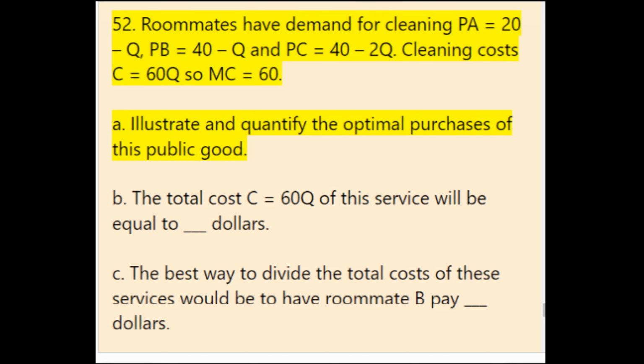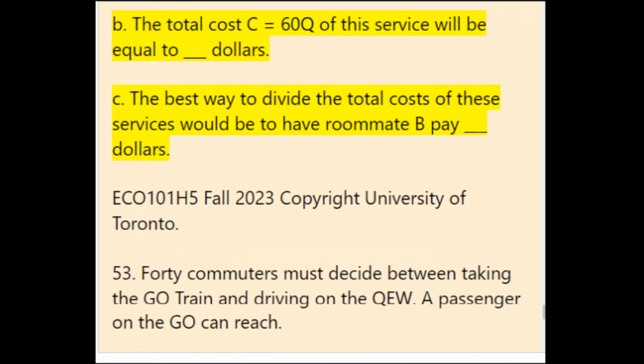A. Illustrate and quantify the optimal purchases of this public good. B. The total cost C equals 60Q of this service will be equal to ___ dollars. C. The best way to divide the total costs of these services would be to have roommate B pay ___ dollars.